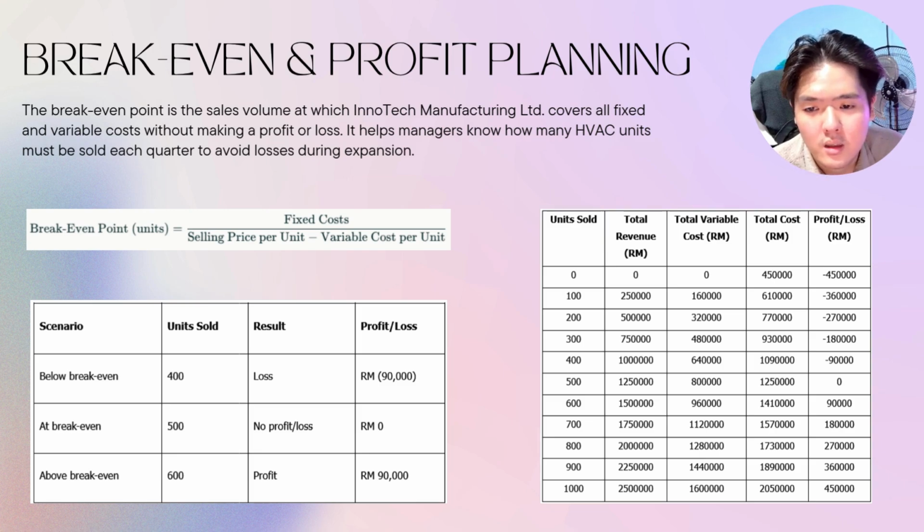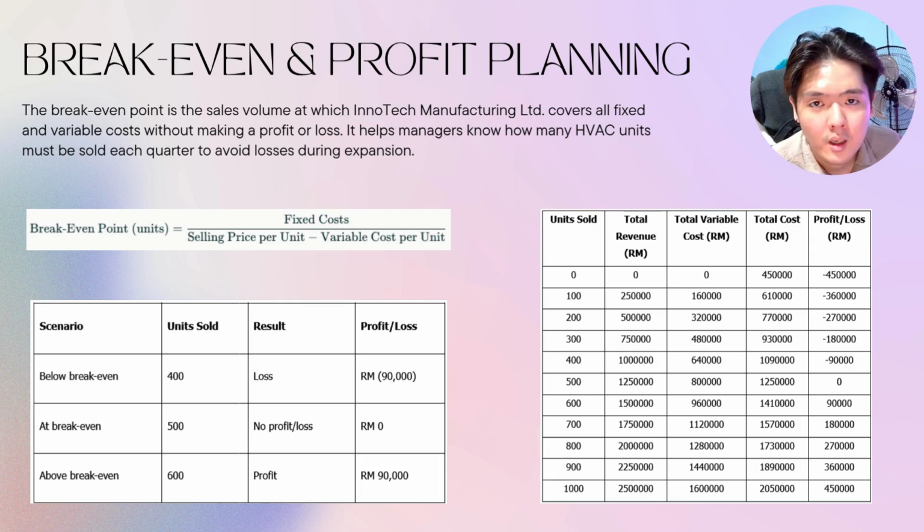From the general formula, you can see the break-even point is the fixed cost divided by the selling price per unit minus the variable cost per unit. There are three scenarios from the table below: below break-even, at break-even, and above break-even. If we sell 400 units, it will result in a loss of 90,000 ringgit. If we sell more than 500, which is 600, we gain a profit of around 90,000 ringgit. And if we sell 500 units, we have no loss and no profit.